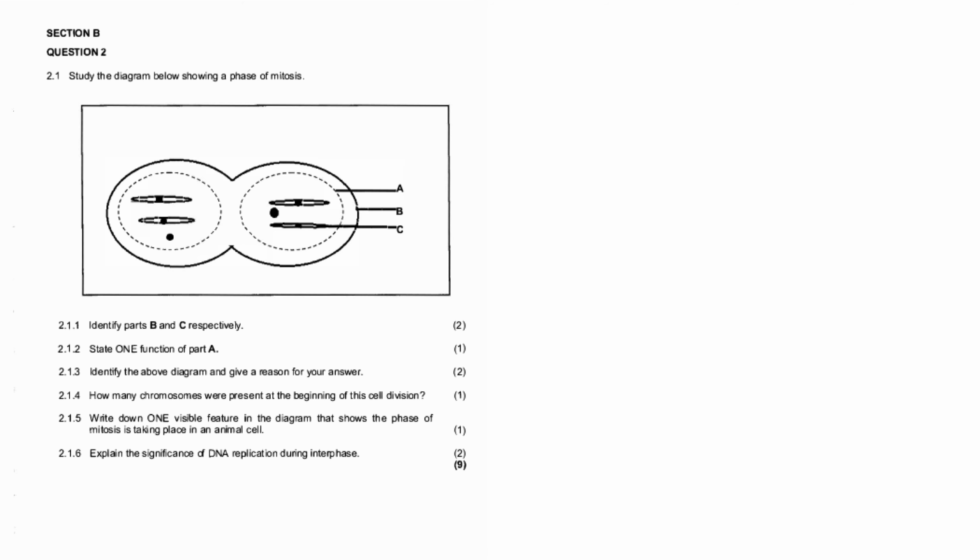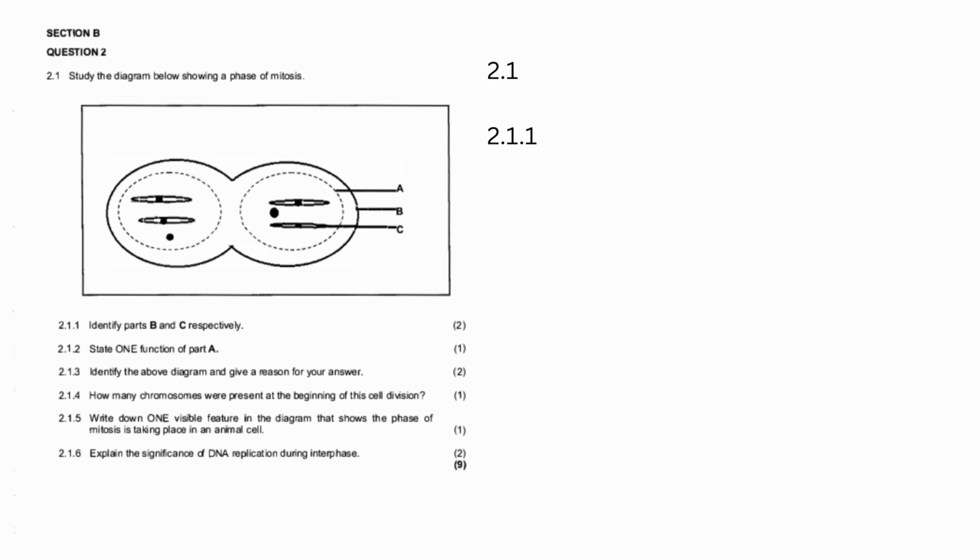Part 4, Analyzing Mitosis, question 2.1. Take a look at the diagram on your screen. This represents a specific phase of a cell division. Let's break it down piece by piece so you can handle any diagram they throw at you. Question 2.1.1. Identify parts B and C respectively.